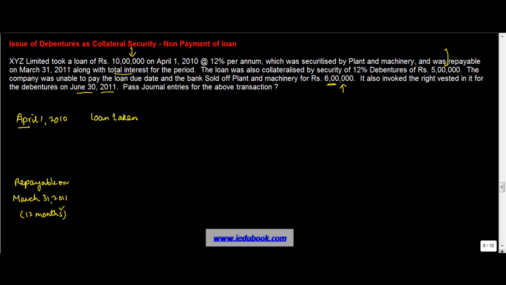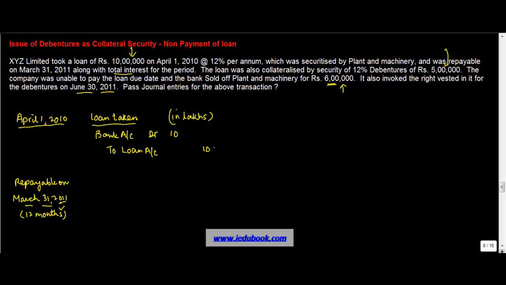The first one being the day when you took the loan. So when you took the loan, you would have got cash in the bank. So you would debit bank account, being an asset account, by 10 lakh. I'm just using lakhs. To loan account. Because you've taken the loan of 10, you've credited the loan account by 10, which was securitized by plant and machinery and was repayable on March 31 along with the interest. So nothing happened from April 1 until March 31.